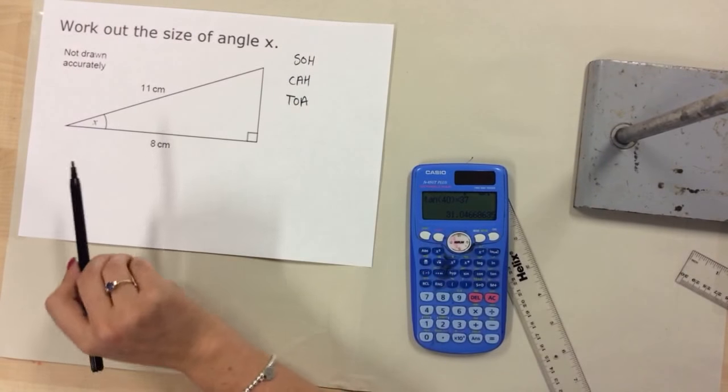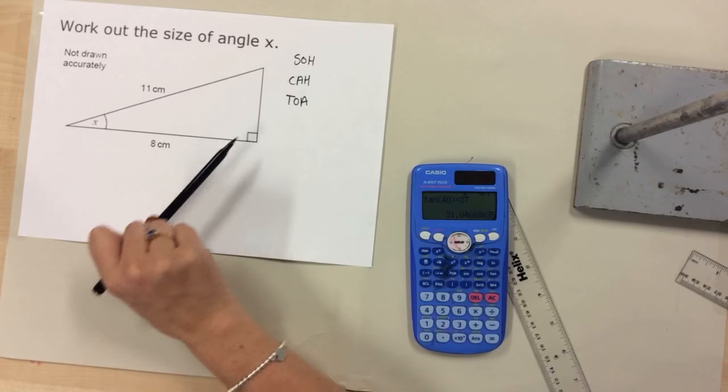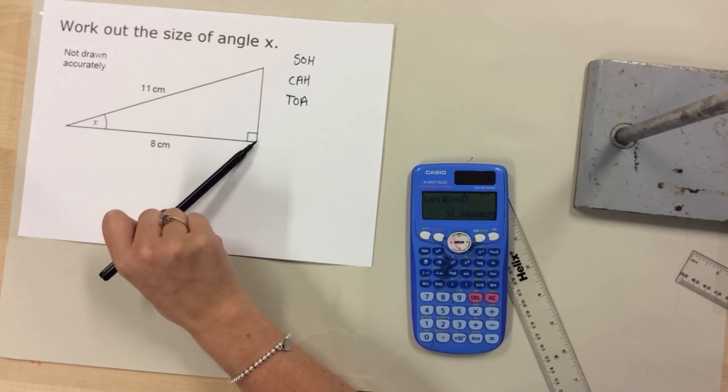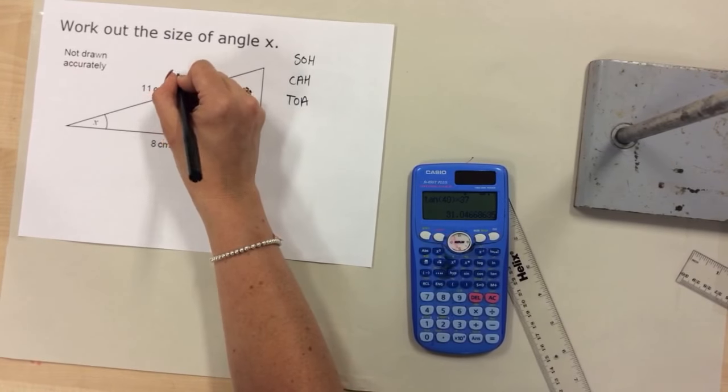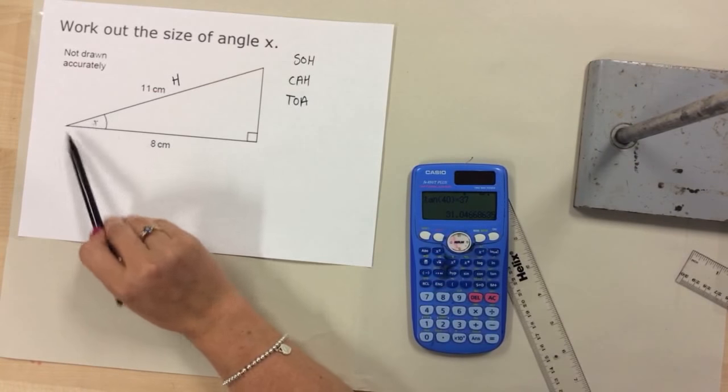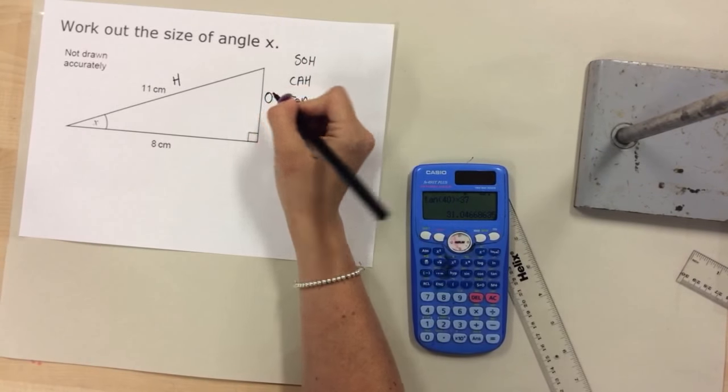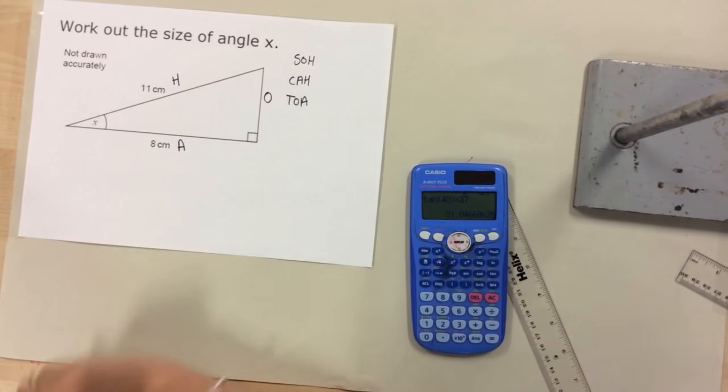Okay, first thing I need to do, label the sides of my triangle. Now I know that the hypotenuse is opposite the right angle, so this is going to be H. The opposite is opposite the angle that you've been given, so this is going to be O, and therefore this side is going to be A.